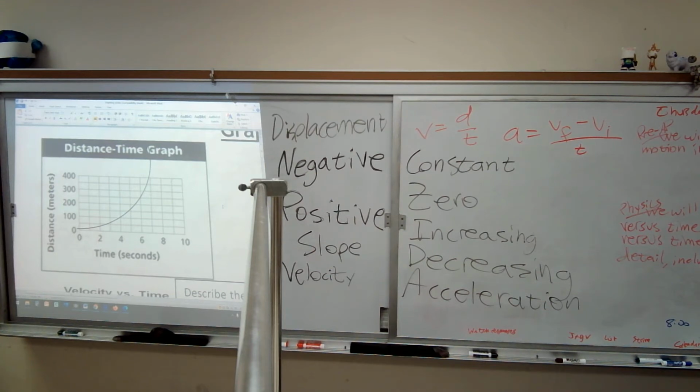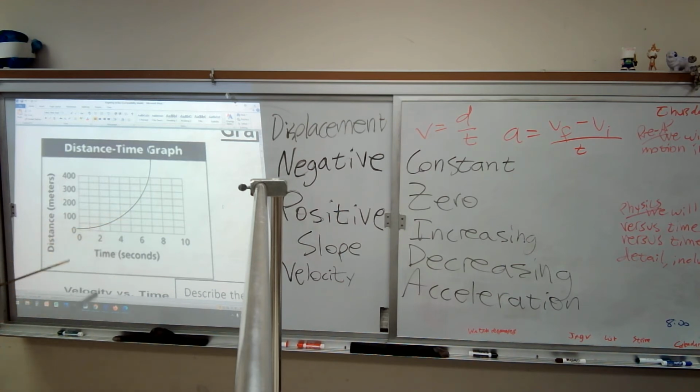Emily, you got something about this one? Positive velocity. Positive velocity, good, because it's going in the positive direction. First it's 0 meters, and then 10 and 30, 60, 100. And so on, 160.